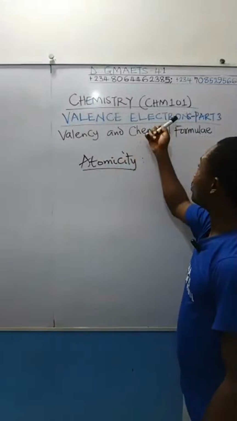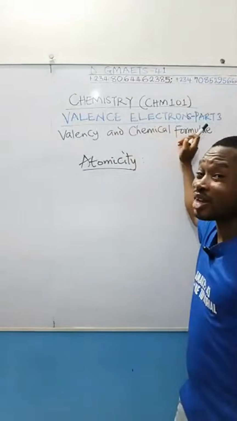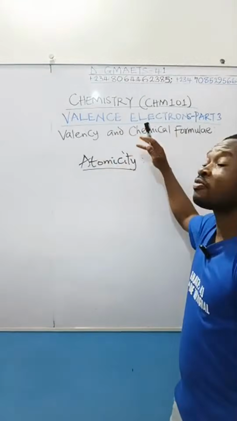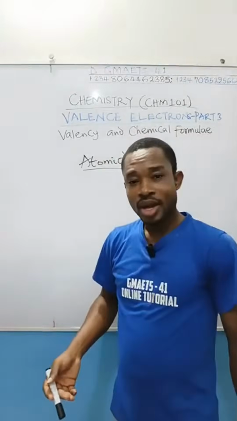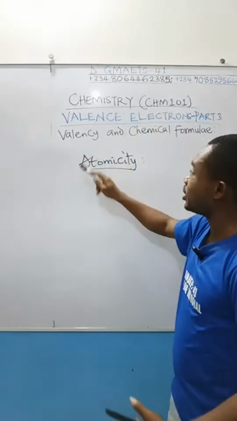We have had about two classes on this valence electron stuff. This is part 3, as you can see. So to follow up very well, you need to understand the concept of part 1, the concept of part 2, and then now part 3. Because all these things are connected. Atomicity is connected to valency.